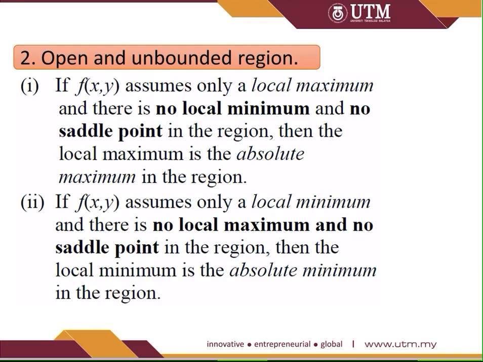Then we need to check if g(a, b) is greater than 0, less than 0, or equal to 0. Then we can conclude whether the point is a local maximum, local minimum, or saddle point. And then we can conclude whether that one is an absolute maximum or absolute minimum in the region.